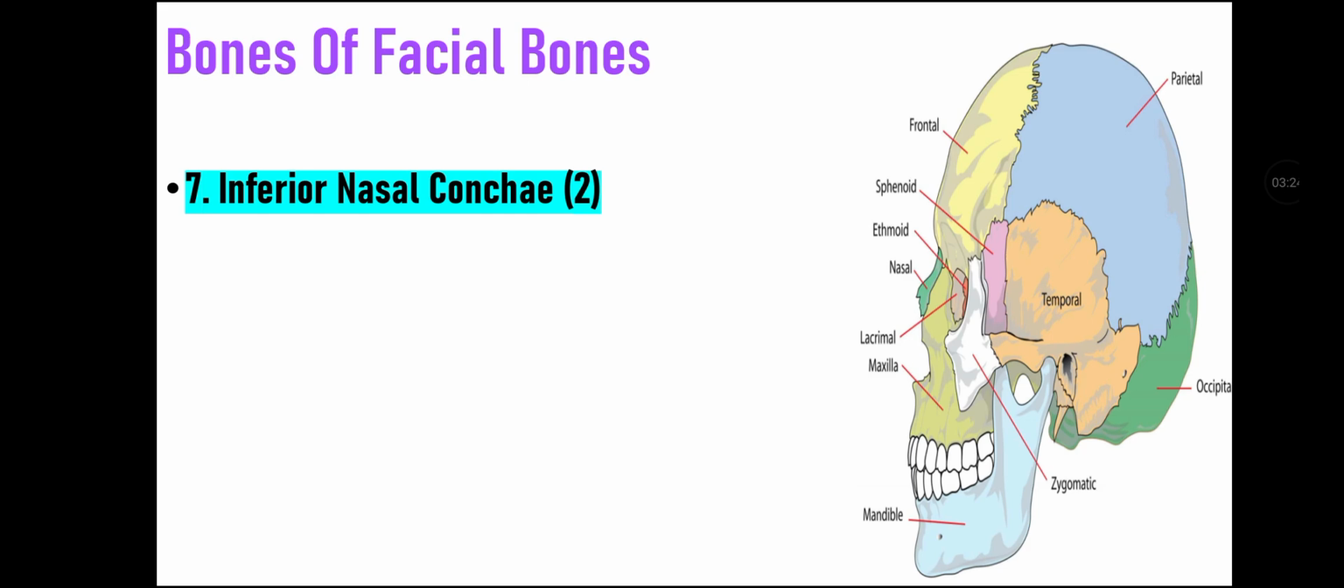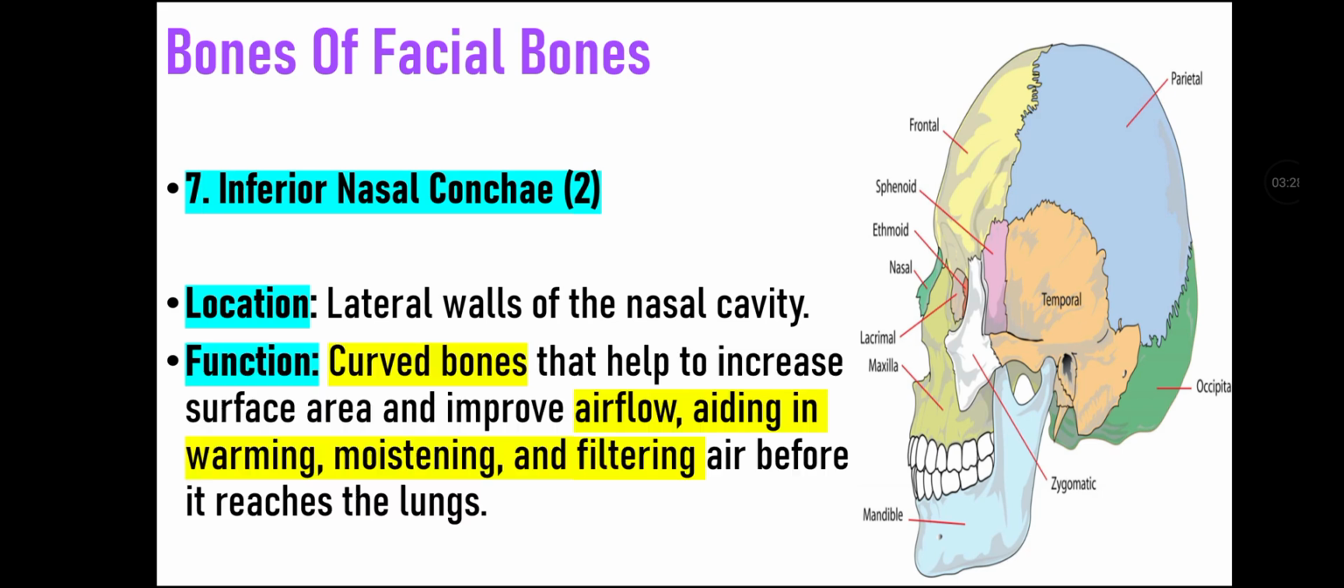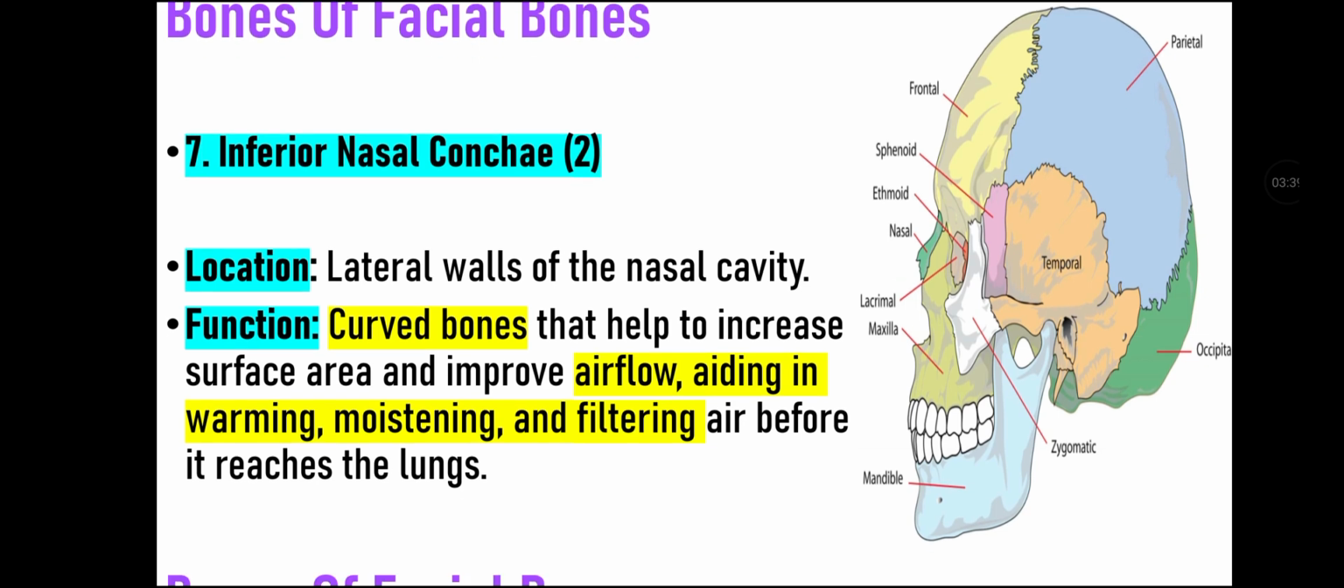Next facial bone we have is inferior nasal conchae, that is also the pair bone, that means there will be two inferior nasal conchae in every skull. Location: it is located at the lateral walls of nasal cavity. Function: as they are curved bone, they help to increase surface area and improve airflow, aiding in warming, moistening, and filtering air before it reaches the lung.